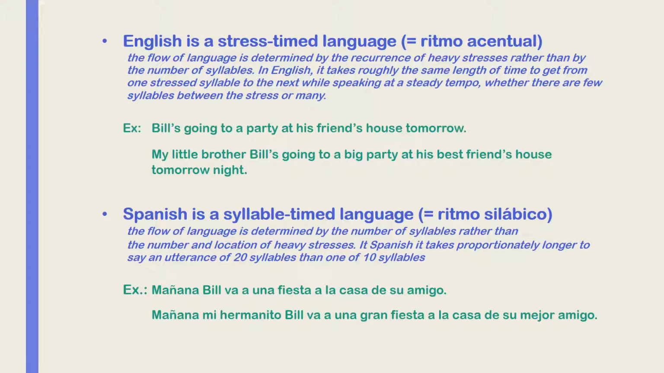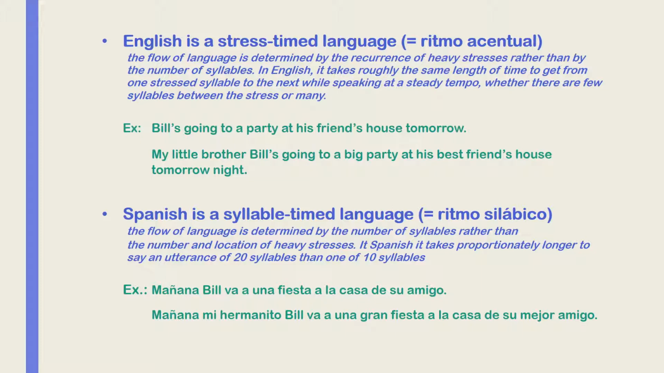Mañana Bill va a una fiesta a la casa de su amigo. And I'll time it. Mañana Bill va a una fiesta a la casa de su amigo. That's about 4 seconds. Now the next one, with more information in it, more syllables, I'll say once and then time it. Mañana mi hermanito Bill va a una gran fiesta a la casa de su mejor amigo. And now I will time it. Mañana mi hermanito Bill va a una gran fiesta a la casa de su mejor amigo. And that was about 10 seconds.